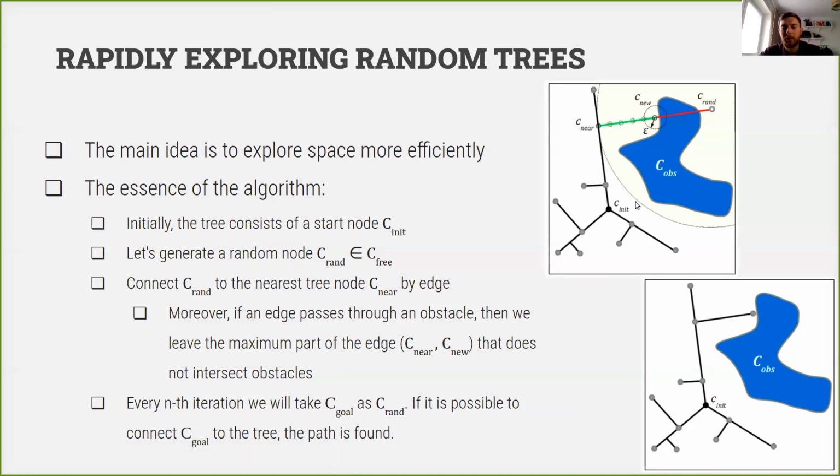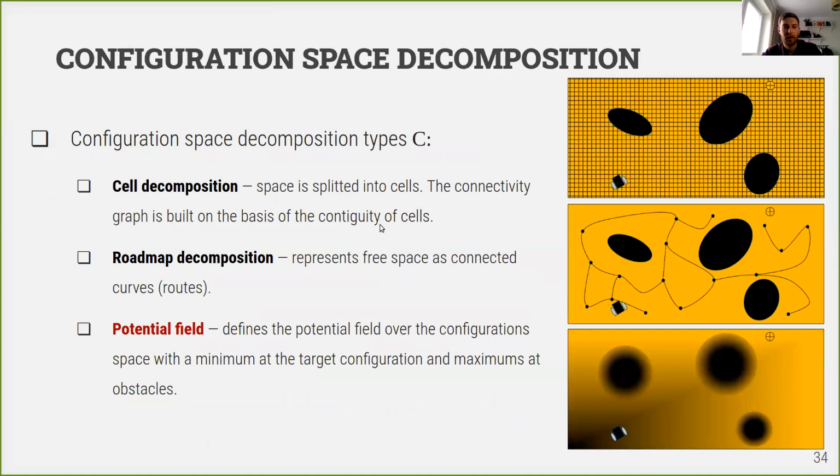So with this algorithm, we really rapidly explore space. That is why it is called rapidly exploring random trees. We are taking random samples and our tree grows really fast. And then we can try to find paths inside our tree. Of course, it is suboptimal. Of course, it has sharp turns, but we can really quickly explore huge configuration spaces. So this is a really fast algorithm.